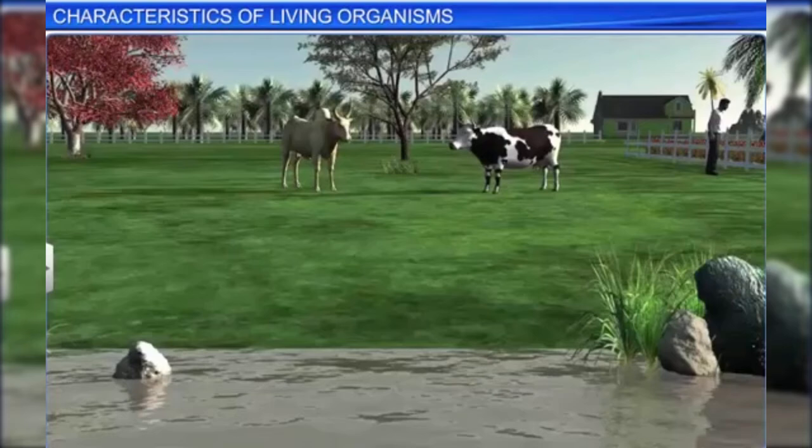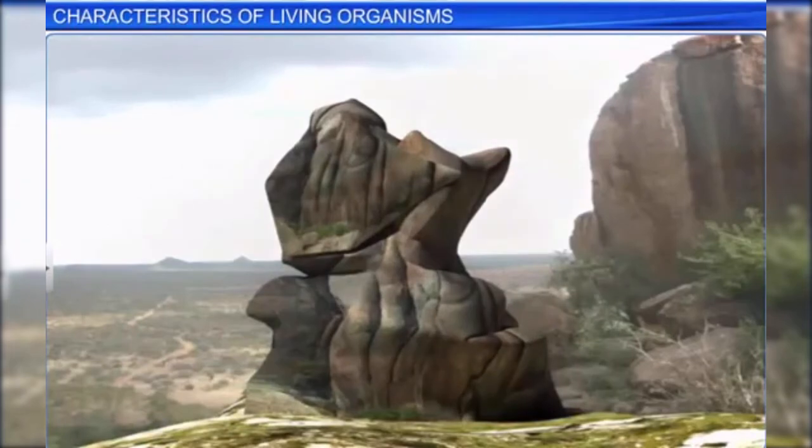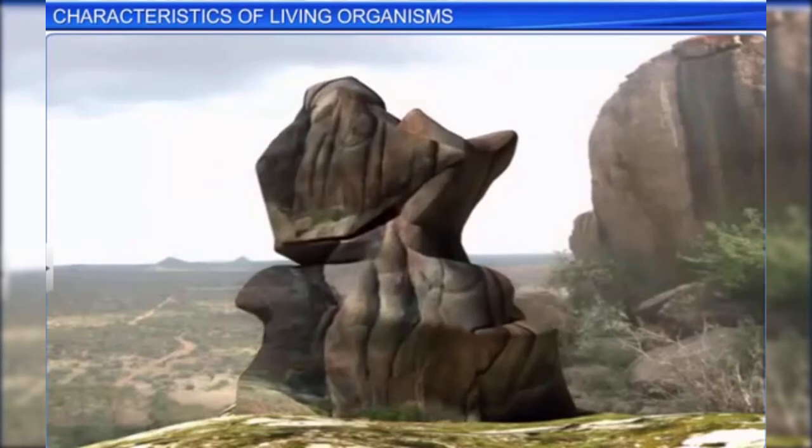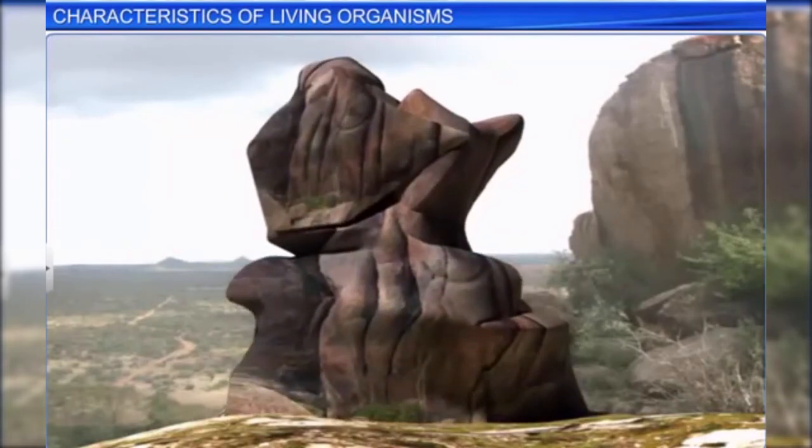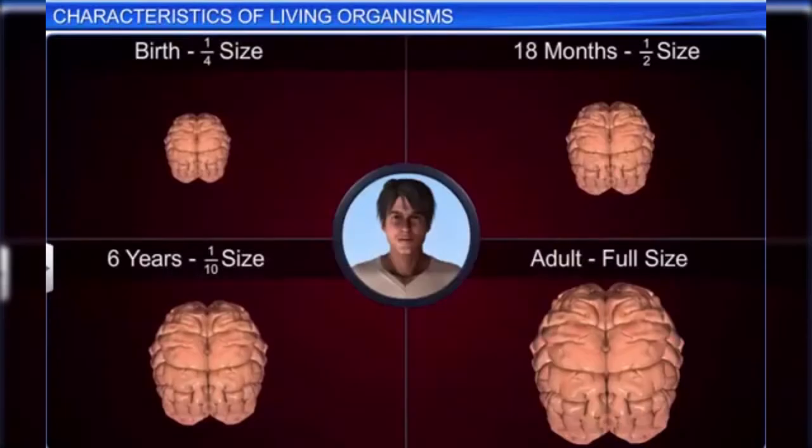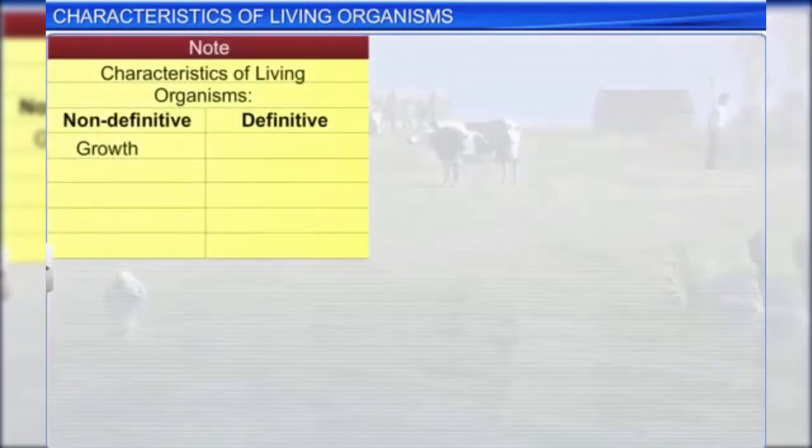However, everything that grows cannot be said to be a living organism. Take the example of a rock that will grow in size if sand gets deposited over it. However, this growth is external. On the contrary, growth in living organisms is internal. Growth is, thus, a characteristic feature of living organisms, though it is a non-definitive one.